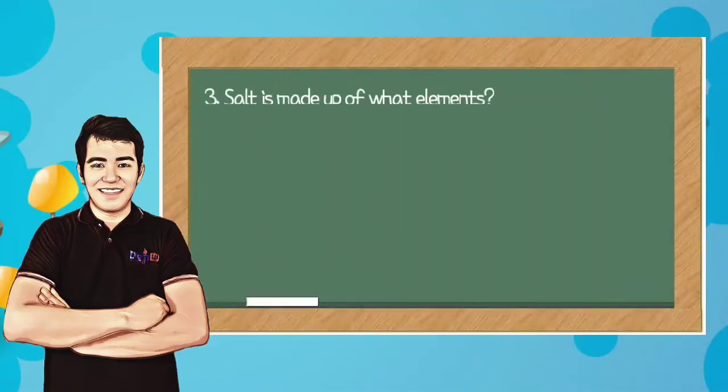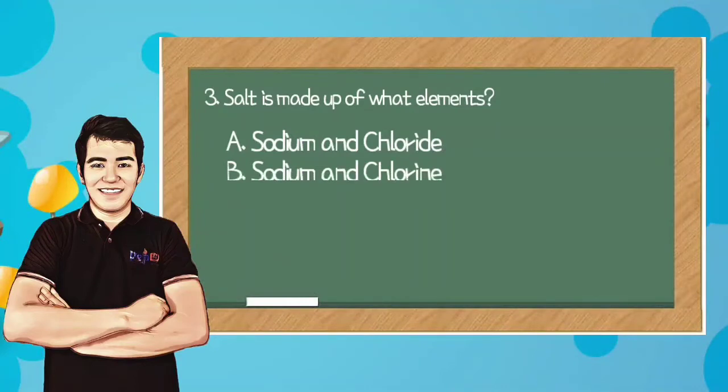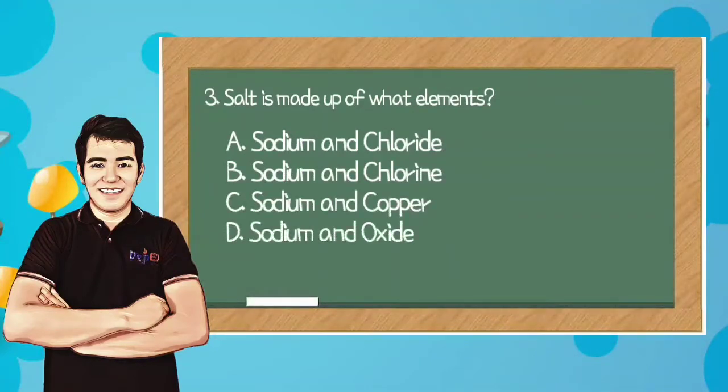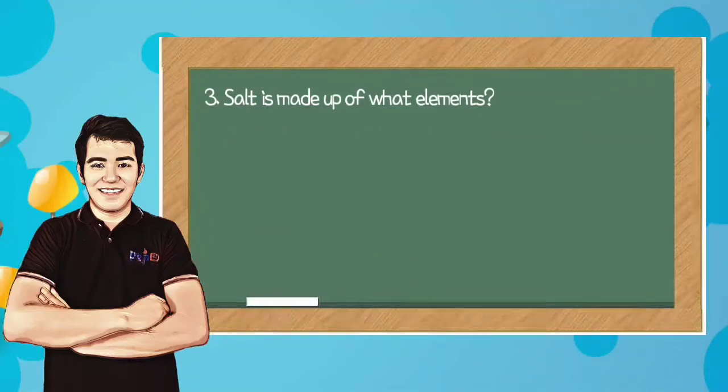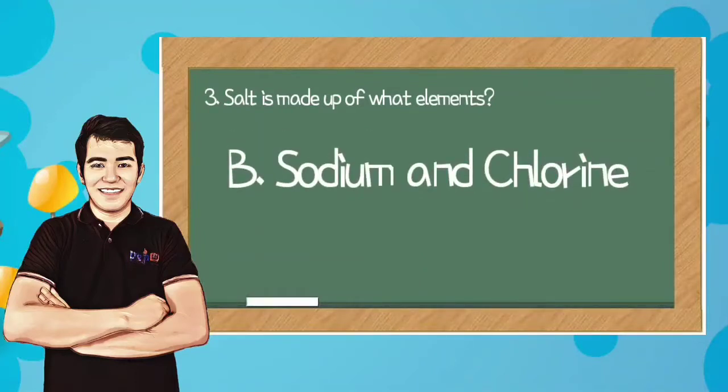Number 3. Salt is made up of what elements? A. Sodium and chloride, B. Sodium and chlorine, C. Sodium and copper, or D. Sodium and oxide. Your time starts now. Time's up. Let's reveal the answer. The correct answer is B. Sodium and chlorine.